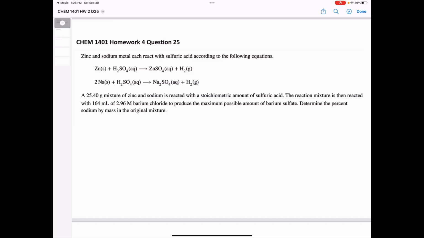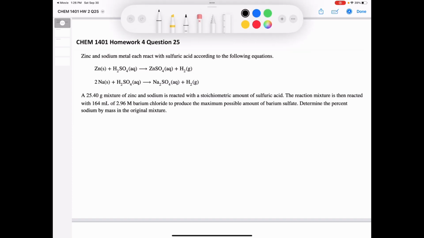Okay, Chemistry 1401, this is homework 4, question 25. It says zinc and sodium metal each react with sulfuric acid according to the following equations that we have shown here. So they both react with sulfuric acid to produce zinc sulfate and sodium sulfate, hydrogen gas as well.